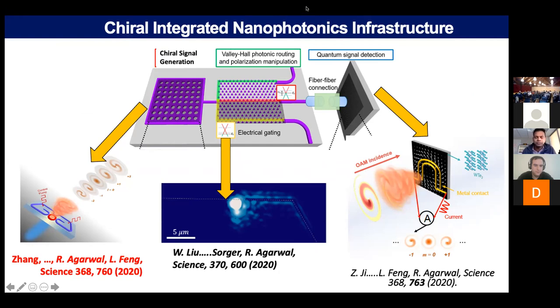Thank you very much for this very nice talk, very nice overview on all the possibilities with topological polaritons. Other questions?